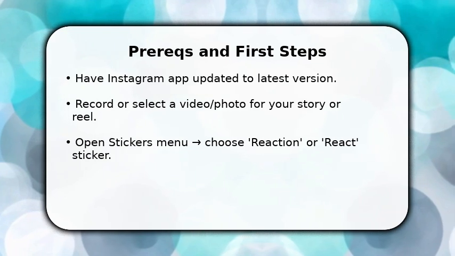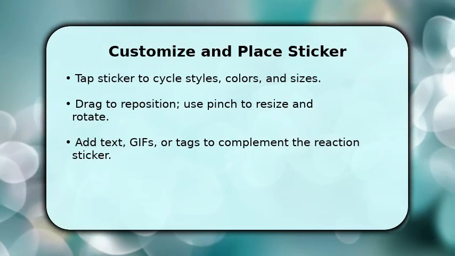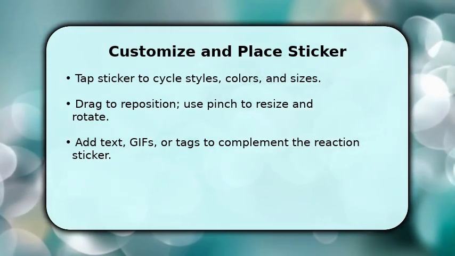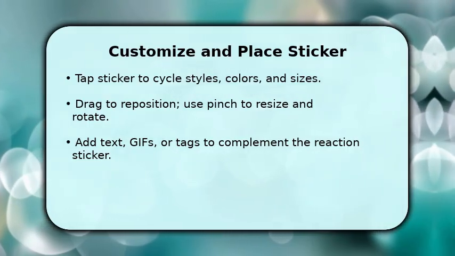Now customize the sticker. Tap it to switch styles, colors, or animation modes so it matches your tone. Drag and drop to the desired spot, then use pinch gestures to resize and two-finger rotate for angle.